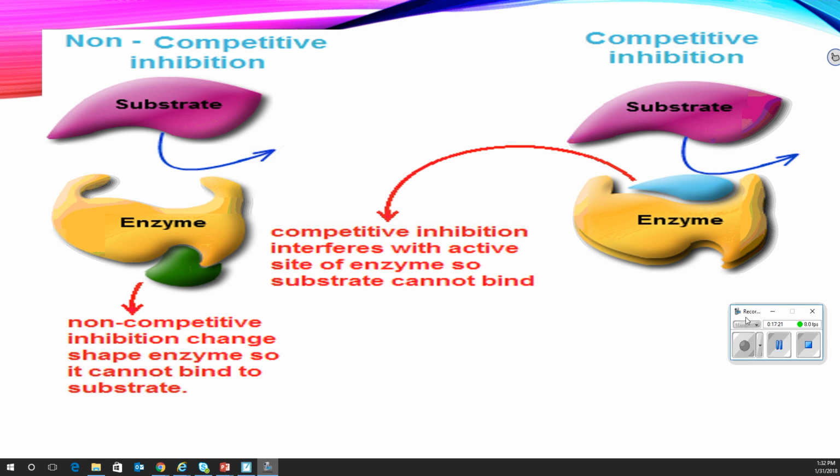So here's another picture again of a non-competitive inhibitor. It hits somewhere else on the enzyme, changes the shape of the site that accepts the substrate, so the substrate can't come in. A competitive inhibitor will go into part of that site and block the substrate from coming in.